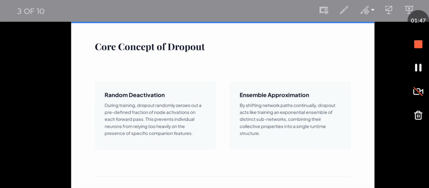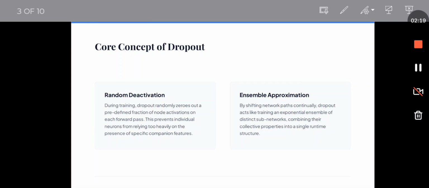Dropout works using stochastic masking. This means some neurons are randomly deactivated during every training iteration. The dropout rate is controlled using a parameter called P. Common dropout values are between 0.2 and 0.5. Output scaling is also important. The activated neurons are scaled properly so that the network maintains balanced output during training.